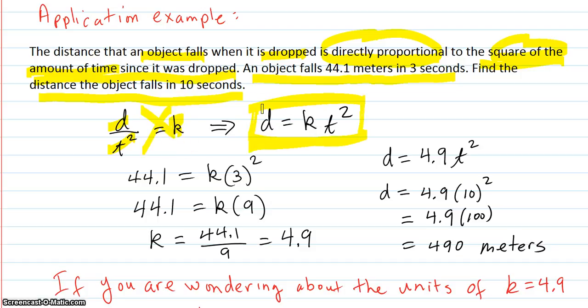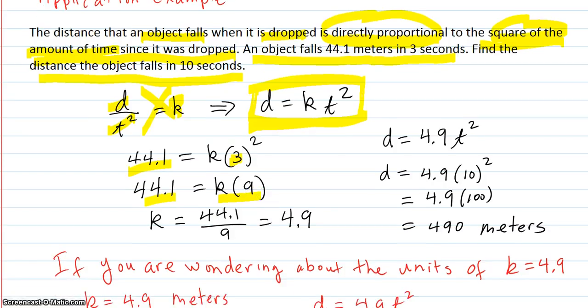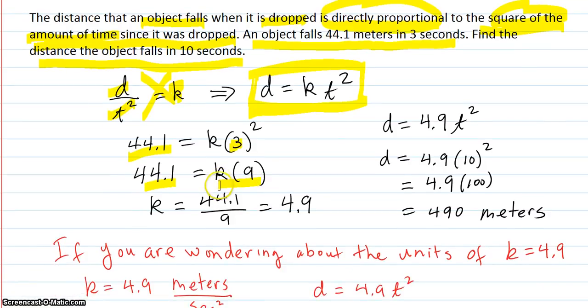And then you use this information. When you have 3 seconds over here, you come out with 44.1 meters. So that's 9 times k equals 44.1. So solve for k. Divide both sides by 9. k equals 44.1 over 9, which is 4.9.